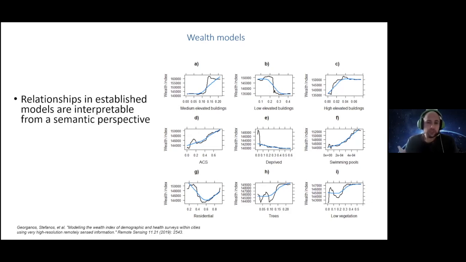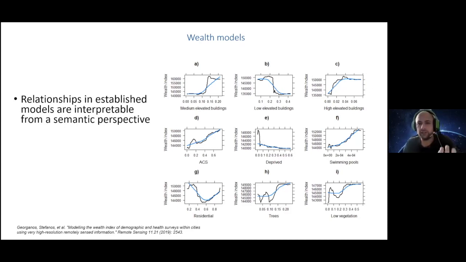So here we mapped wealth, household wealth in Dakar at very fine resolutions, again, using land use and land cover data. And we could extract very interpretable relationships. We could see, for example, that if we map the swimming pools, it's figure F on the third row, and on the y-axis we have the wealth index. There is a very strong relationship between the proportion of swimming pools in a neighborhood and its association with the wealth index, a very strong positive association.